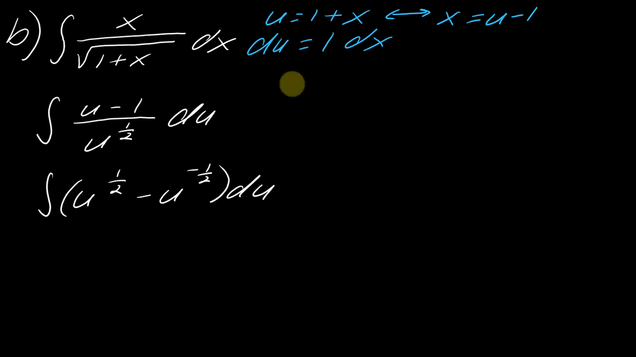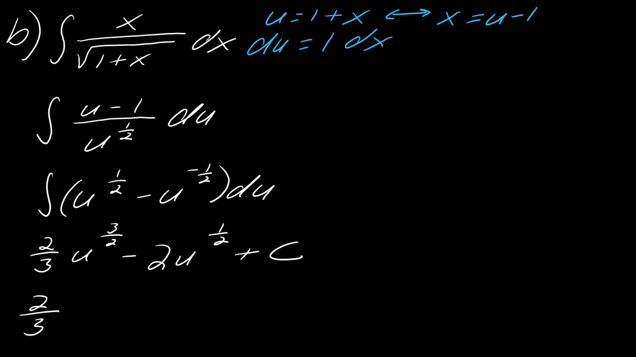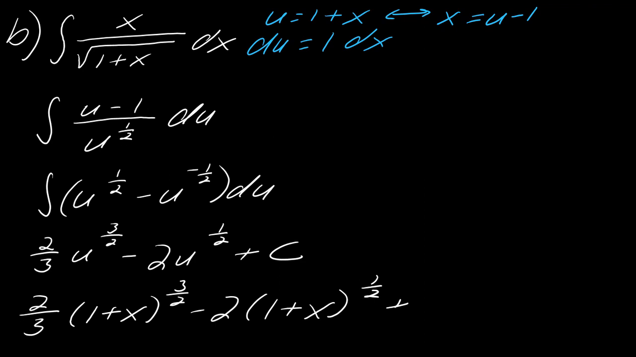So I'd rather integrate this because then I can just think through the exponents and work through the power rule and all that. So now if I go ahead and evaluate this, this will be 2/3 u to the 3/2 minus 2u to the 1/2 plus c. And then if I replace everything, this will be 2/3 times (1 plus x) to the 3/2 minus 2 times (1 plus x) to the 1/2 plus c.